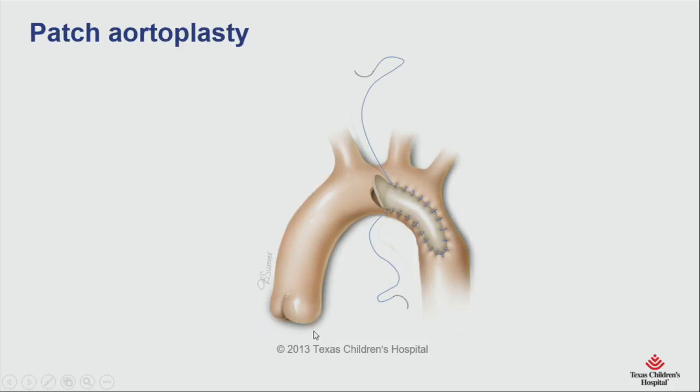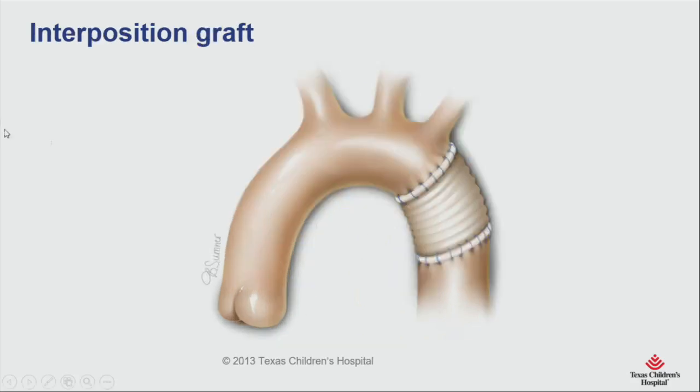You can do a patch. The problem with the patch is that now you're actually incorporating tissue that has different properties from the surrounding tissue, so the risk of aneurysms, et cetera, is probably a little higher. Interposition graft is used on older kids where there's not enough mobility to really bring both ends together, and patients that basically have adult-sized aortas by then.